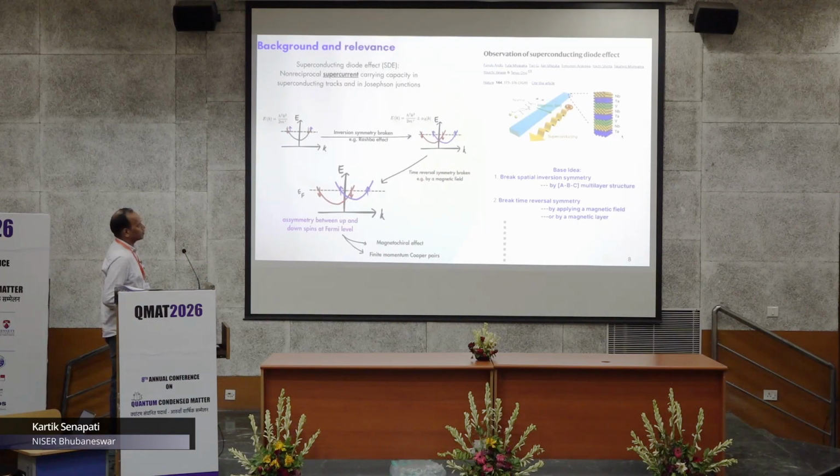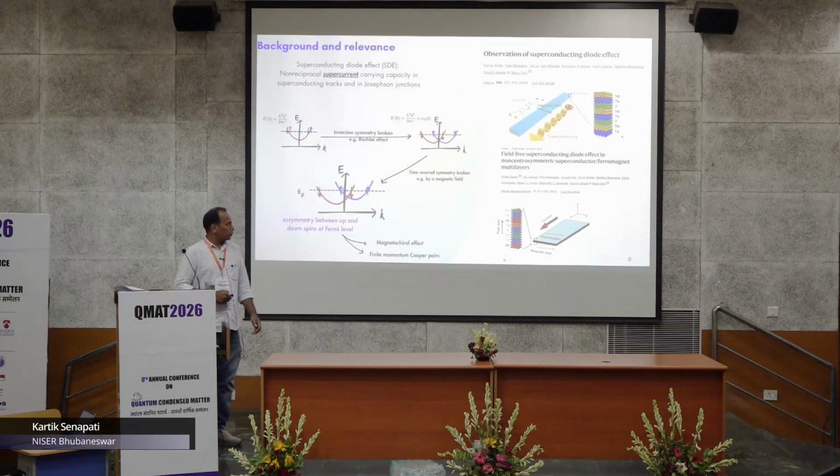This is by an external magnetic field, for example, or by having a magnetic layer in between. Then you break time reversal symmetry, and you can have a shift between up and down spin. Then at the Fermi level, because for a superconductor you need up and down pairing, you will generate some sort of asymmetry. That is what triggers all these interesting effects. People describe it in different ways: magnetochiral effect, finite momentum pairing, and so on. But ultimately it is all linked to this kind of asymmetry at the Fermi level in some way.